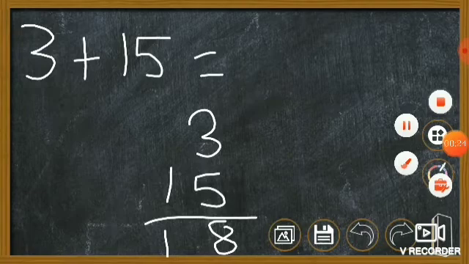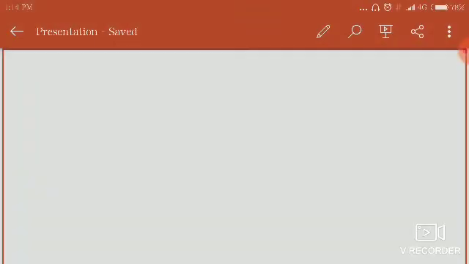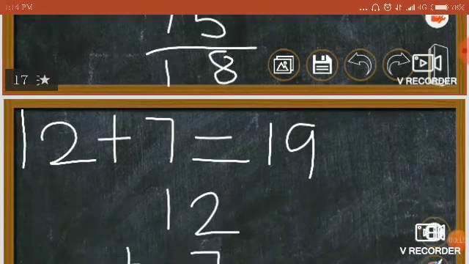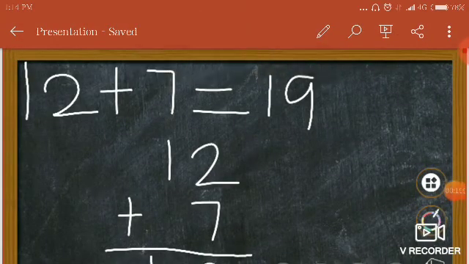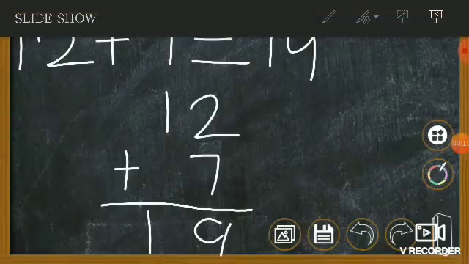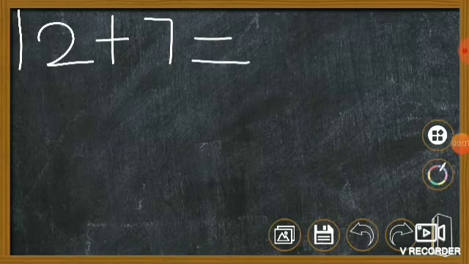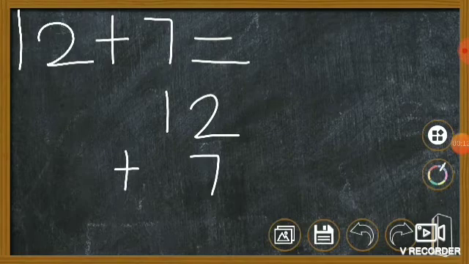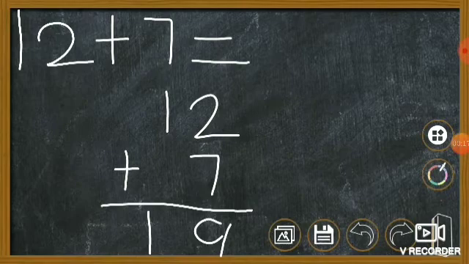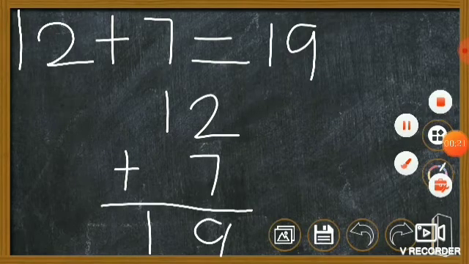Shall we go to the next sum? The next sum is 12 plus 7. We are going to see this sum. 12 we'll write on the top and we'll write 7 at the bottom. 2 plus 7 is 9 and bringing down 1, together it forms 19. So the answer is 19.